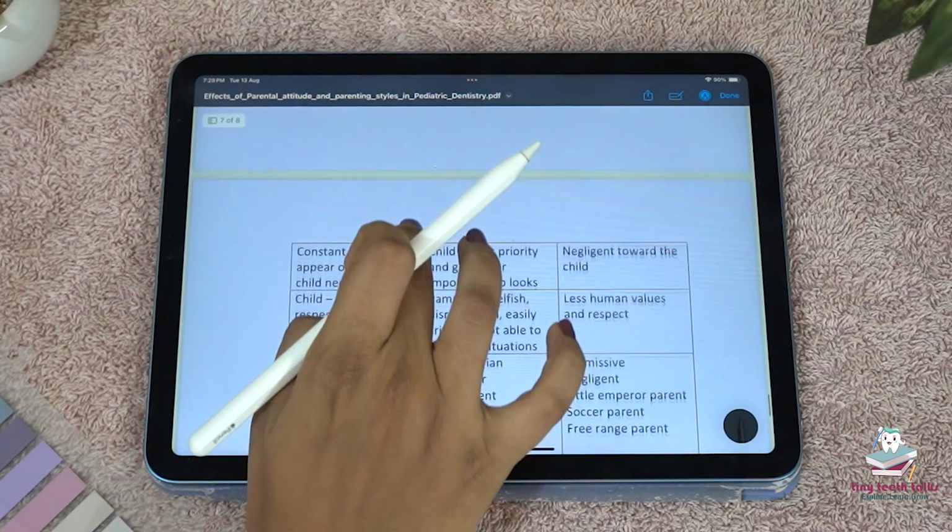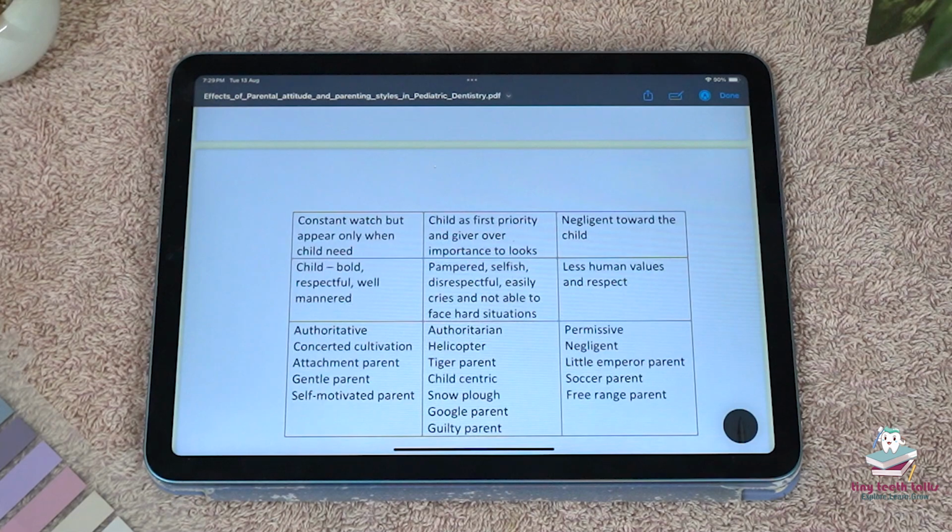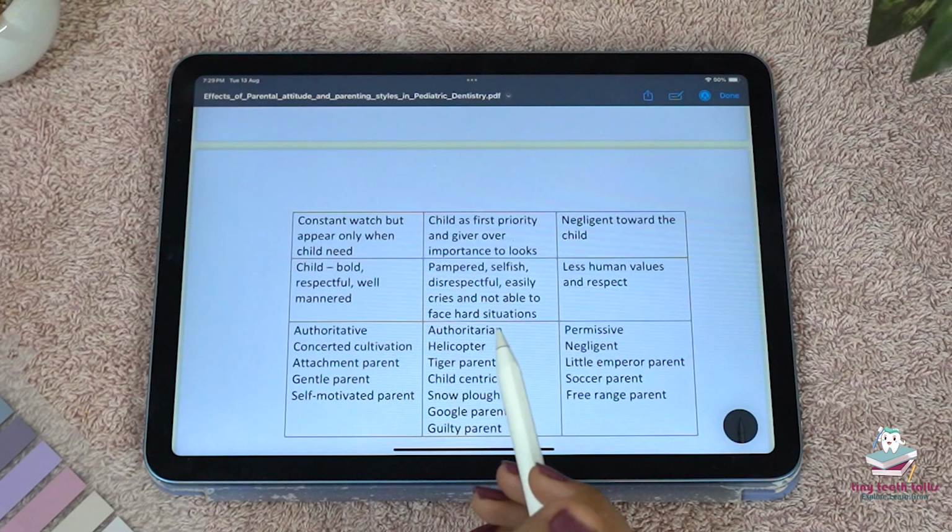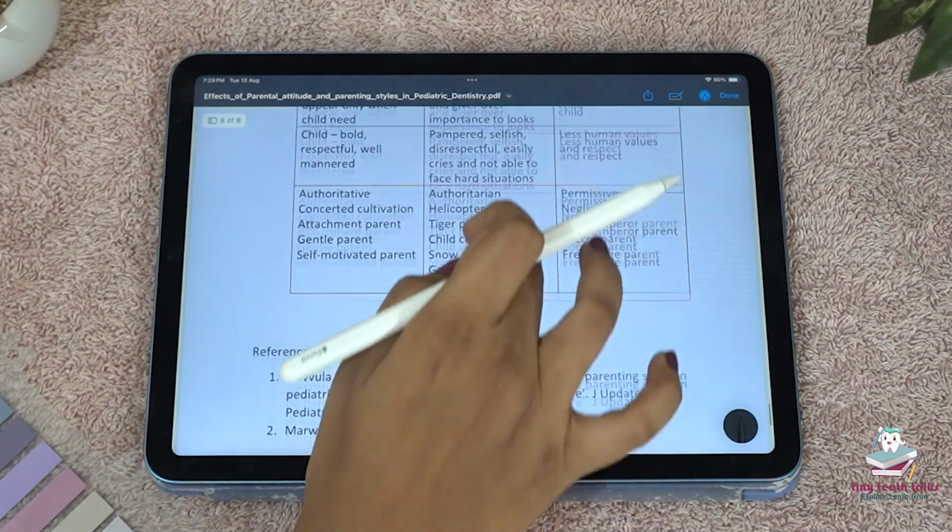In Gen X, parents keep a constant watch but appear only when the child needs. In Gen Y, the child has the first priority and parents give over-importance to looks, and Gen Z is negligent towards the child. The child becomes bold, respectful and well-mannered under the parenting style of Gen X parents. The child becomes pampered, selfish, disrespectful, easily cries and is not able to face any hard situation under Gen Y parenting, and the child has fewer human values and less respect when growing up under Gen Z parenting. And these are the parenting styles we often see in Gen X parents, and these are in Gen Y, and these are in Gen Z parents.